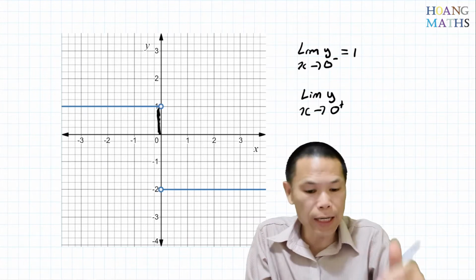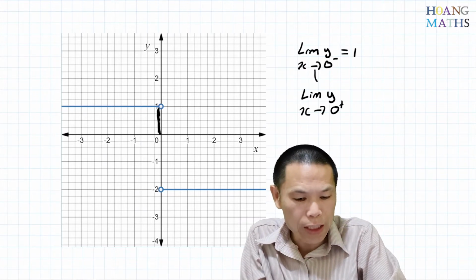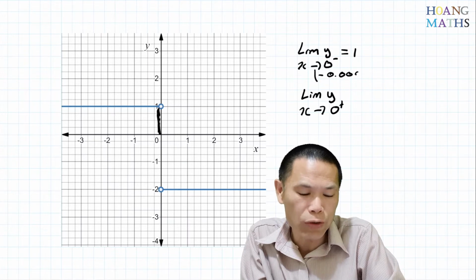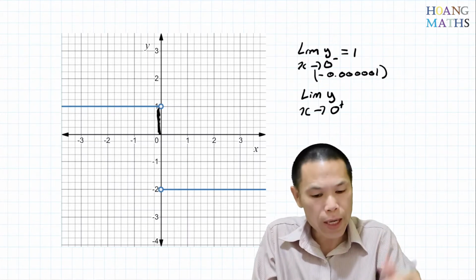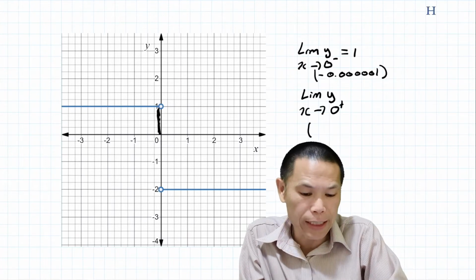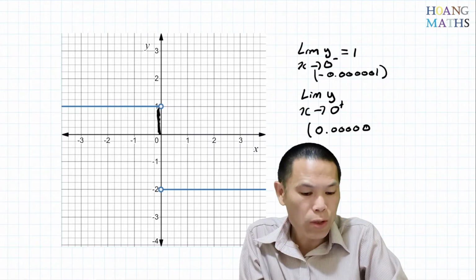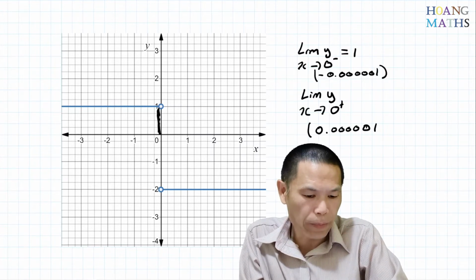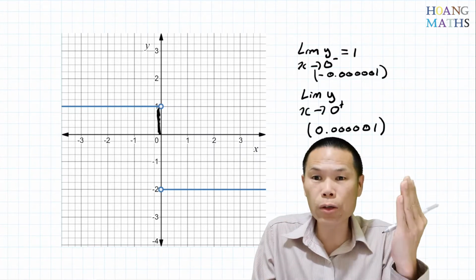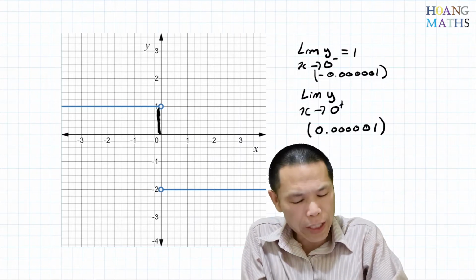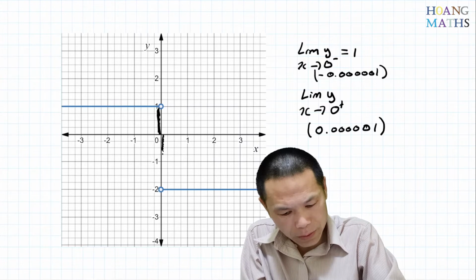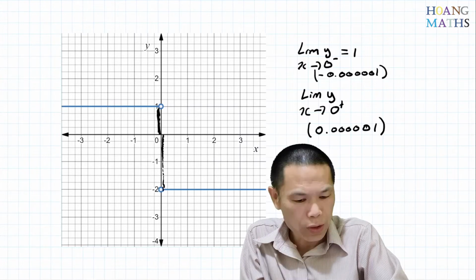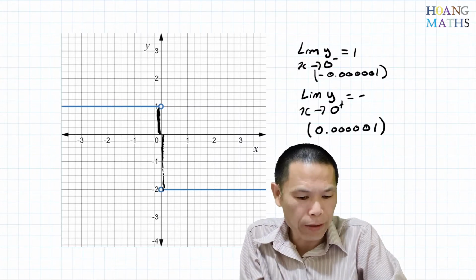Don't forget, the left-hand side of 0 is like -0.00001 and so on, very close to 0. And for the right-hand side, it's like 0.00001. So the closer to 0, the better. Now, the right-hand side of 0 is here, very close to 0, and that is equal to -2.